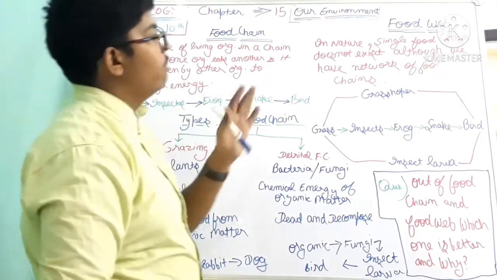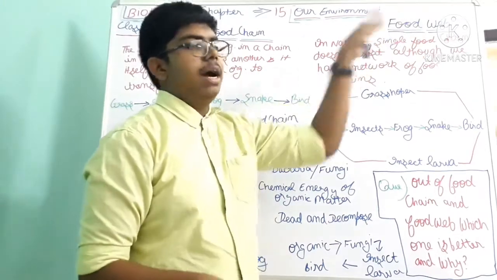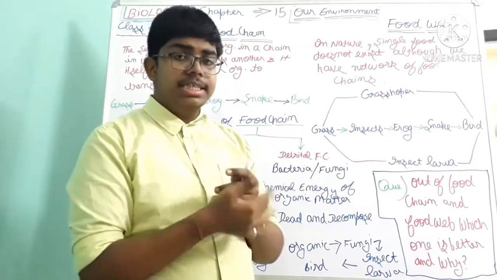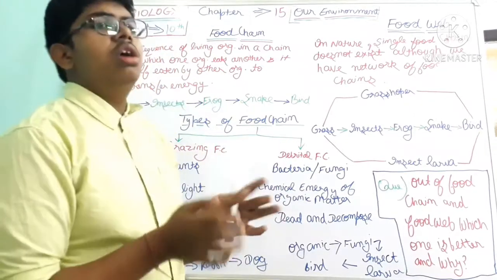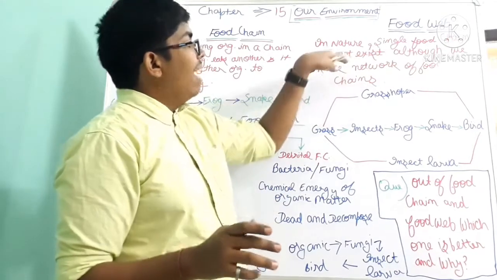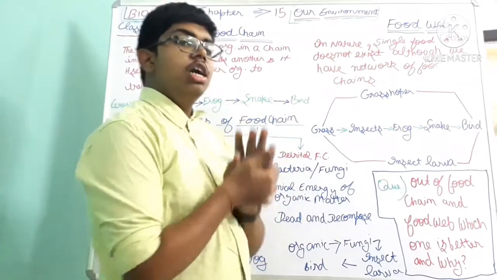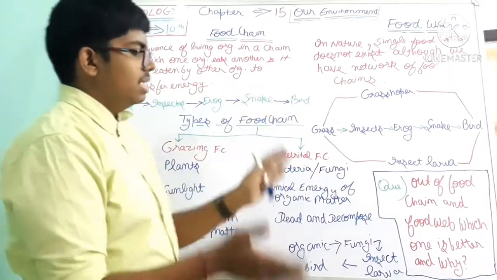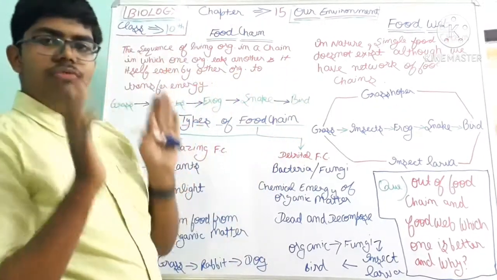Now we move to our next topic, that is food web. In nature, a single food chain cannot exist. As we know, a single food chain cannot exist, although we have a network of food chains. Food chains constitute a food web. Several food chains make a food web.